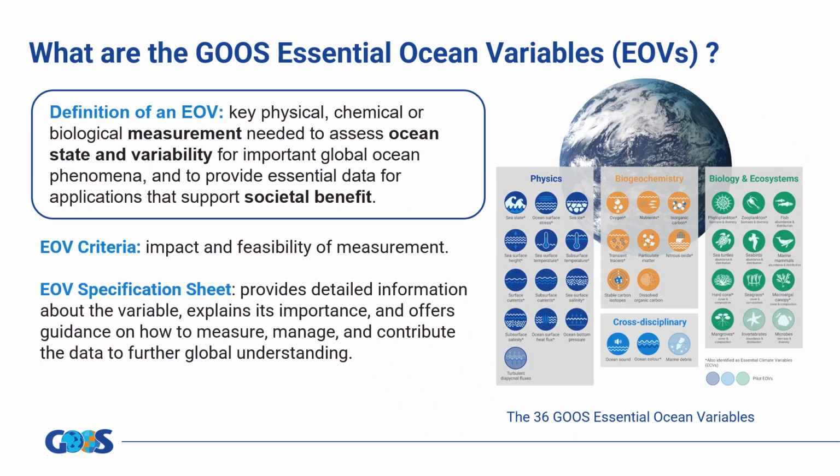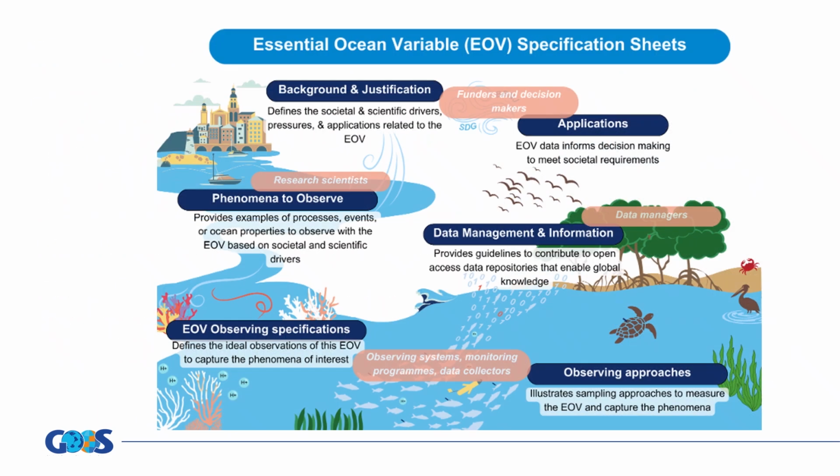But what makes an EOV essential? First, it must be impactful. Why does it matter? And secondly, it must be feasible to measure. Can we easily collect the data? The purpose of the specification sheets for each EOV is to provide detailed information about the variable, explain its importance, and offer guidance on how best to measure it and how to manage and contribute the data.